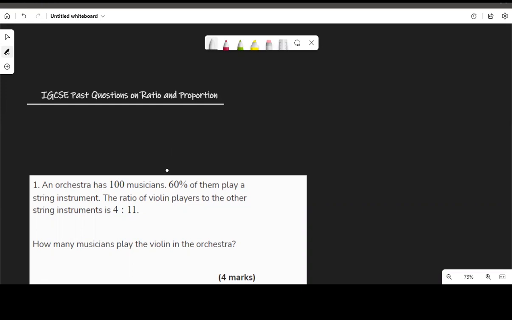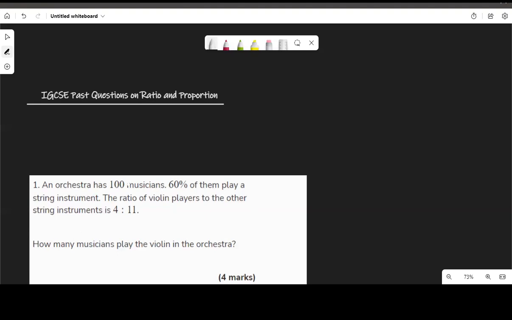The first one says, an orchestra has 100 musicians. 60% of them play a stringed instrument. The ratio of violin players to the other string instruments is 4 to 11. How many musicians play the violin in the orchestra?